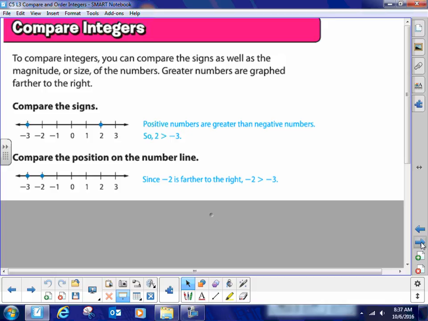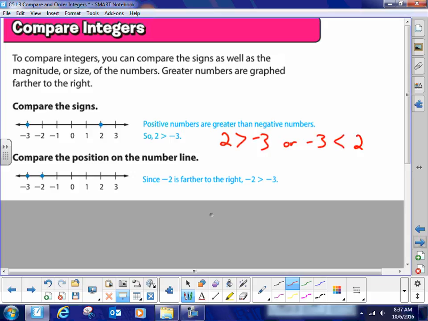Okay? This first one that we can see here, any positive number is bigger than any negative number. So as soon as you see a positive number and a negative number being compared, the positive number is bigger. So just instantly make the greater sign point towards the positive number. So 2 is greater than negative 3, or negative 3 is less than 2. They're both true statements.